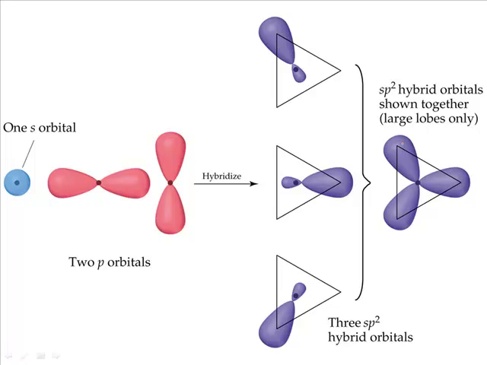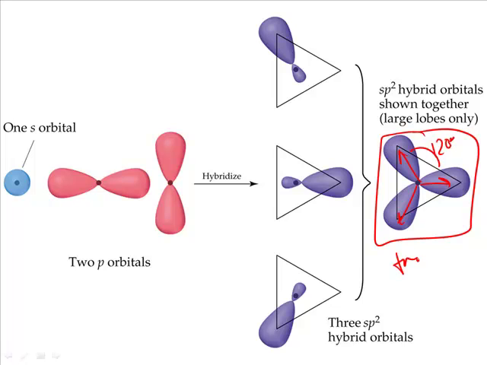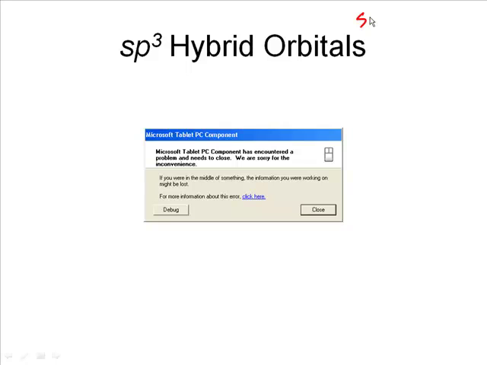Okay, this is what an sp2 hybrid orbital actually looks like. And you can see it looks just like a triangle, which is why we get that 120-degree bond angle, and that's why we call it trigonal planar. Things that have three bonds and no non-bonding pairs form that shape. Okay, so we've got sp.